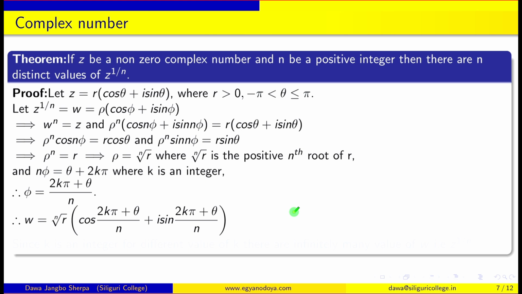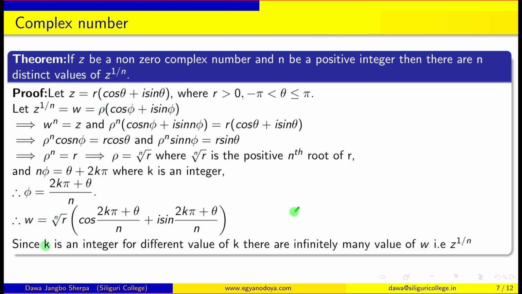Now putting the value of phi and rho here, we'll get w is equal to the nth root of r times (cos of (2k pi plus theta) by n plus i sin of (2k pi plus theta) by n). So k is an integer. For different values of k, there are infinitely many values of w, that is z to the power 1 by n. W means z to the power 1 by n over here. So we'll get infinitely many values of z to the power 1 by n for different values of k.